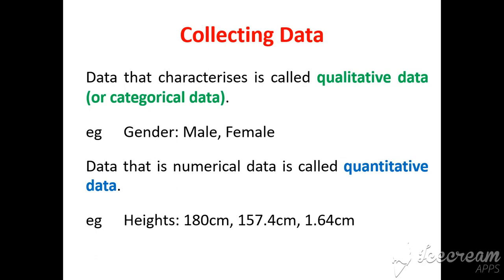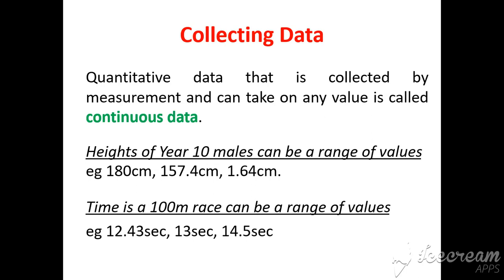All right, now we've talked about these two words in the last video. Qualitative data, which is data that characterizes things, i.e. male, female, and quantitative data is data that is numerical, right? So those are two keywords. Let's introduce some more. If it is quantitative data and it's collected by measurement, and it can take on any value, we call it continuous data. E.g., the height of a male is continuous because I could get 157.4 or 157.9.